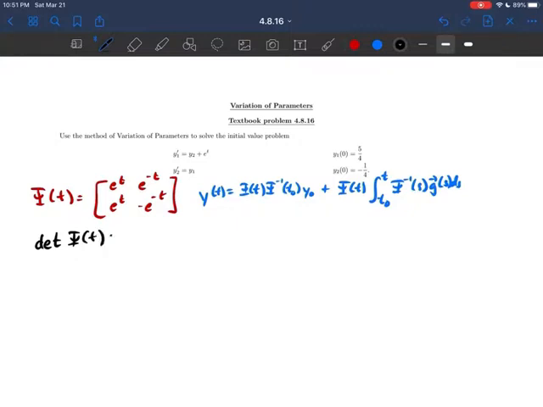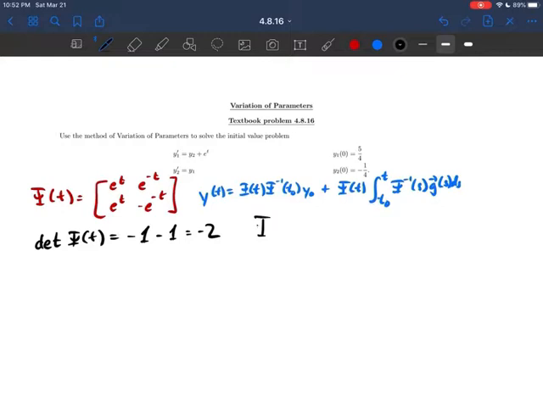The determinant of C of t, we are going to be cross multiplying. So we get e to the t times minus e to the minus t. Those cancel, you get just minus 1. And then on the off diagonal, you also get minus 1. So we end up with minus 1 minus 1 for a determinant of minus 2.